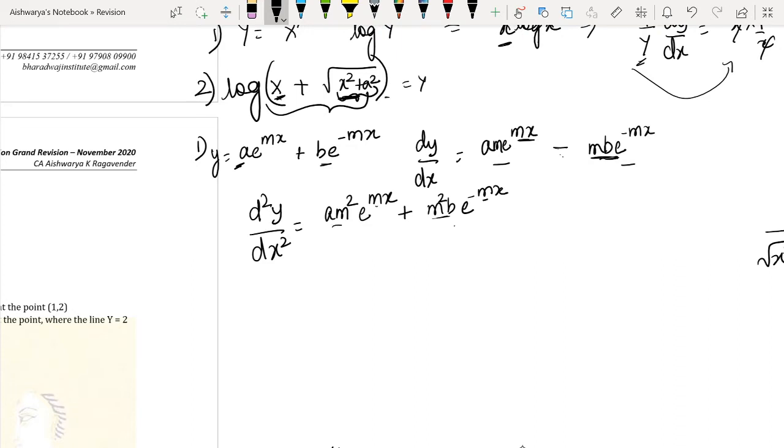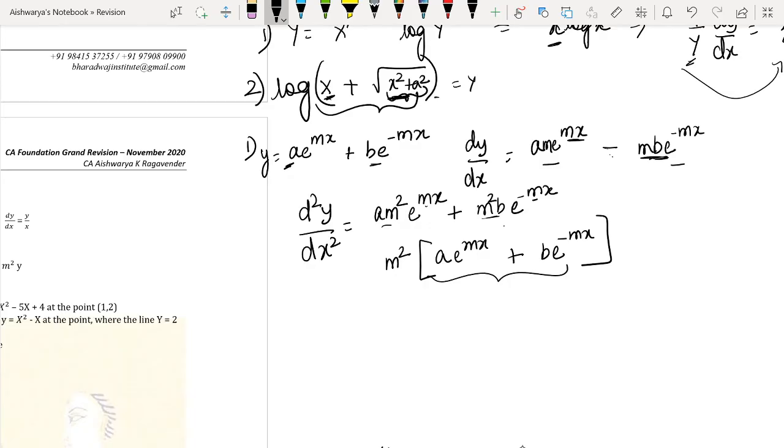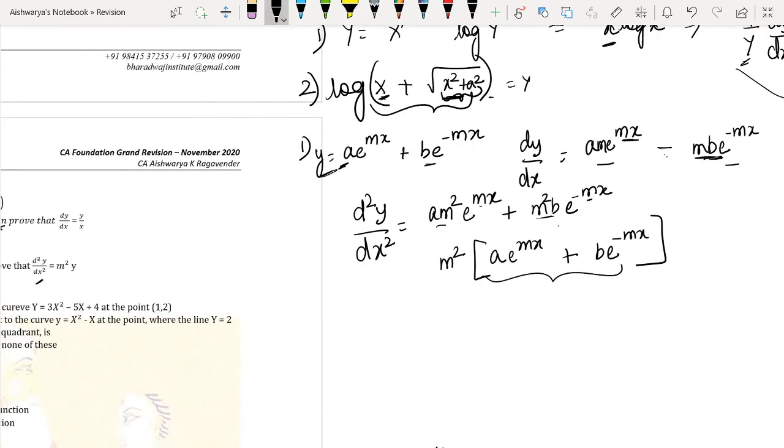In both the terms, m square is common, so take it out. What will remain is a e power mx plus b e power minus mx. This is what you will have. Now both these terms are nothing but your original question y. So it will become m square y. This is what you will get.